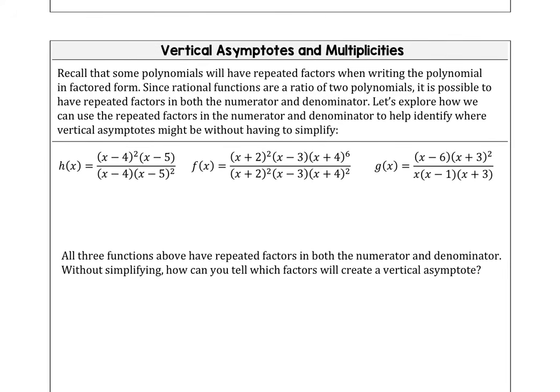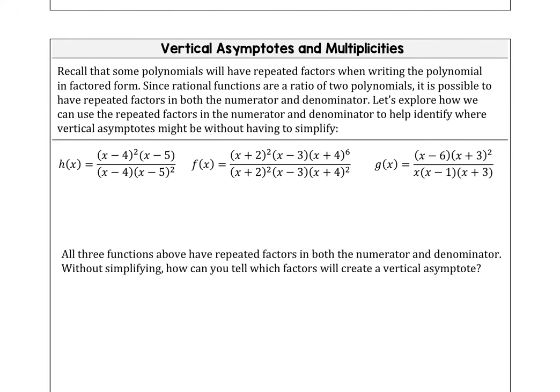So let's talk about vertical asymptotes and their multiplicity. Here you can see in the first example, h of x, that you could remove x minus 5 from the numerator, and it would get rid of this power 2 and make the power 1. So the denominator had the bigger power, and the denominator is 0 when x equals 5. So x equals 5 is going to be known as a vertical asymptote since the power, the repeated factor, was in the bottom. In the middle, let's see what's happening here.